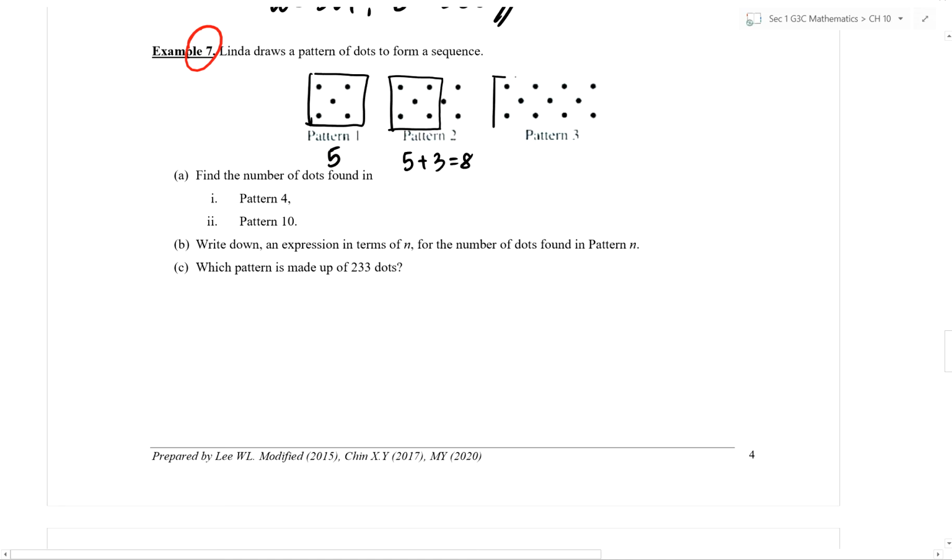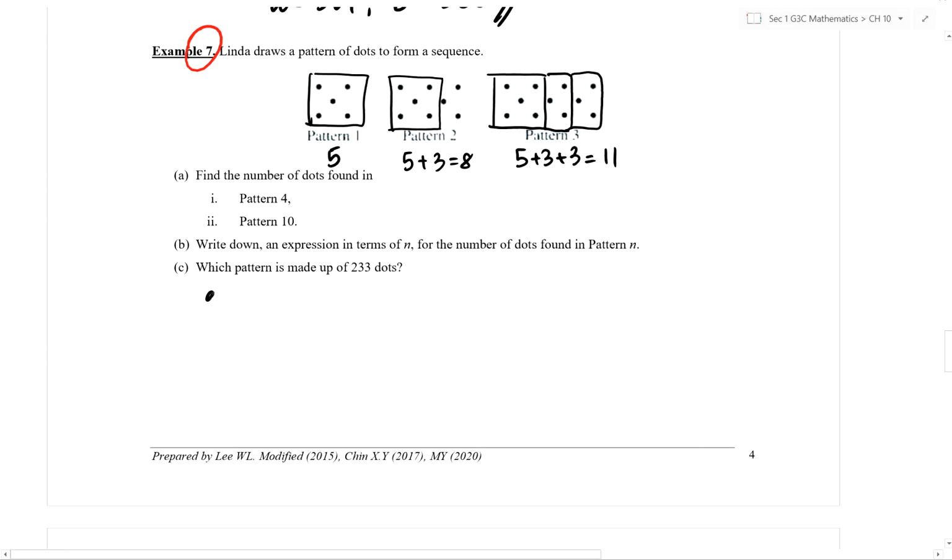Then in pattern number 3, we see that it is made up of pattern number 1 again, but you add another 3 to get pattern number 2, and you add another 3. So this is 5 plus 3 to give us 11. And we see that this is going to be the pattern. This is a question on common difference, where the difference is going to be positive 3. We are always adding 3. Term number 1 will be 5.